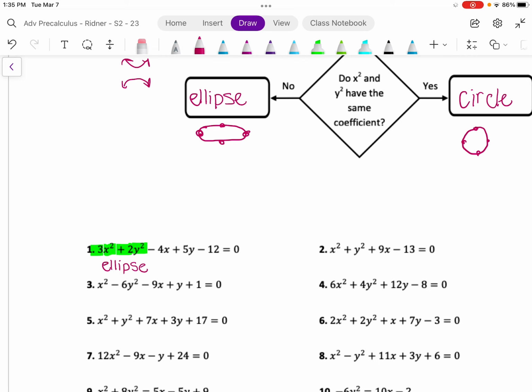So try following that flow chart. Again, the more you do it, the more you're going to naturally memorize it to remember which one's which. And then come back here to check for your answers.